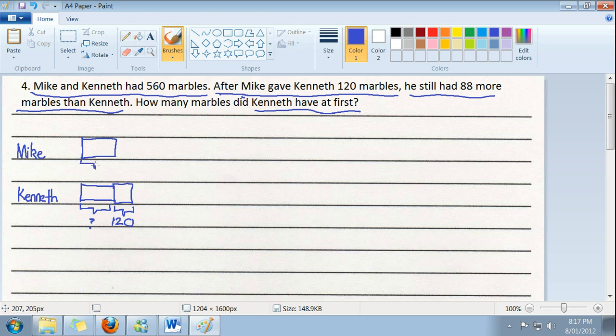Now this also represents the unknown. Okay? But we do know that after Mike gave Kenneth 120 marbles, he still had 88 more marbles than Kenneth. So this is what it means. That means from here to here, Mike must have 120 marbles. And you might be thinking, why does Mike have 120 marbles here? Well, because in the problem it tells us, it says he still had 88 more marbles than Kenneth. So he had 120 here, plus an additional 88.